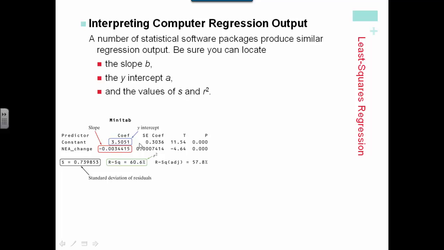One of the things we'll get is a lot of information from computer output software, so we can locate the slope, the y-intercept, and the values of s and r squared. So here it's showing us the standard deviation of the residuals, the r squared value, and then our slope and our y-intercept. You'll have to be able to recognize and pick out the numbers from computer output.